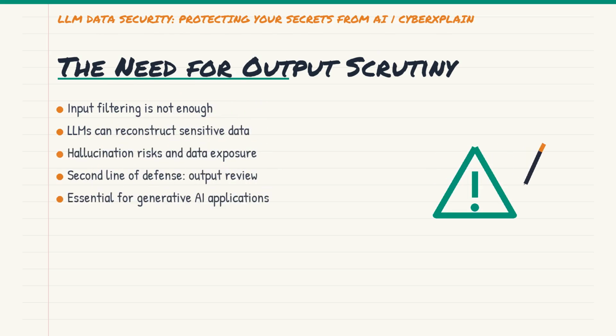Unfortunately, no. LLMs, especially powerful ones, can sometimes hallucinate or, through complex inferencing, reconstruct sensitive information even if it was heavily masked in the input. Think of a puzzle solver who figures out the missing pieces. This means we absolutely need another layer of defense, scrutinizing the LLM's outputs before they reach anyone. It's like having a final quality check before a product goes out the door.